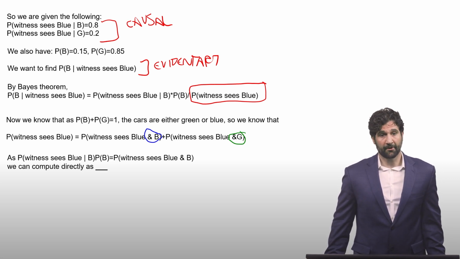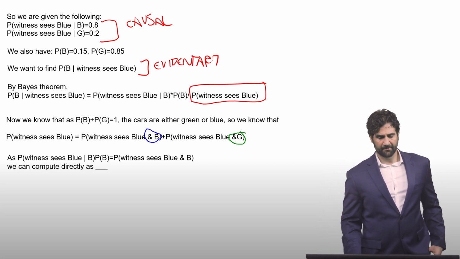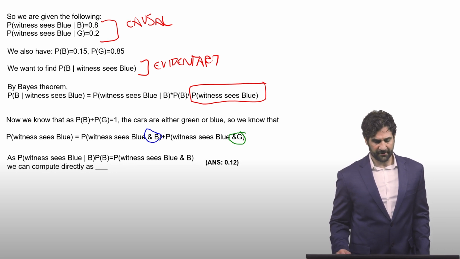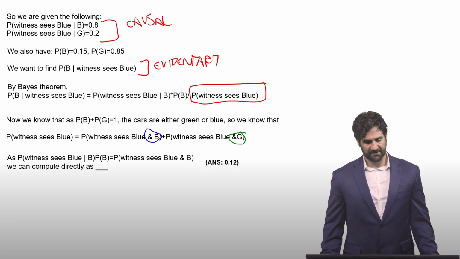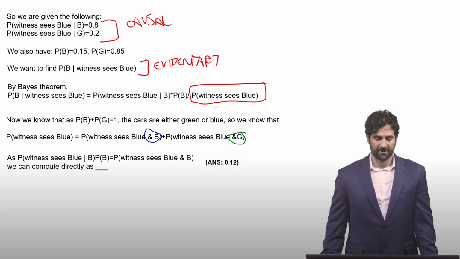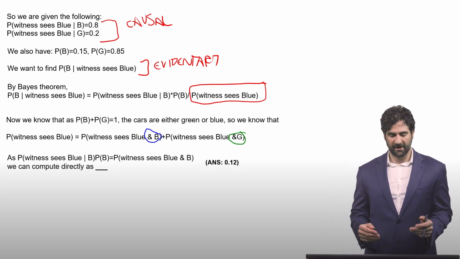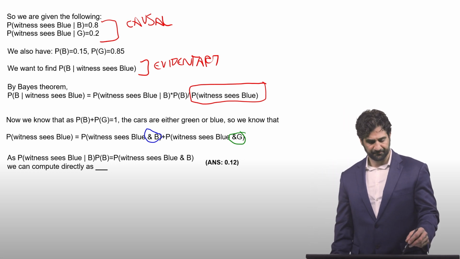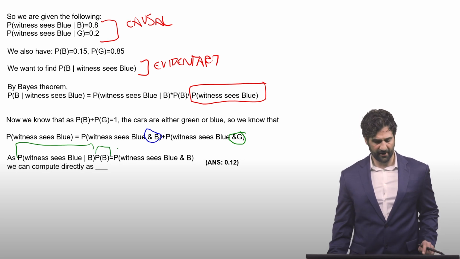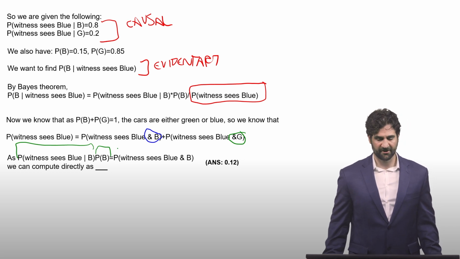So the probability the witness sees blue given blue, multiplied by P of B, we can compute directly as 0.12. This also comes directly from the definition of conditional probability. Here we're using the probability that the witness sees blue given blue multiplied by the prior of blue, and that equals the conjunction there.